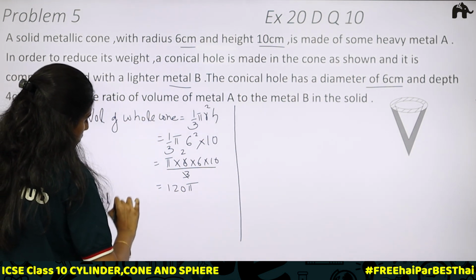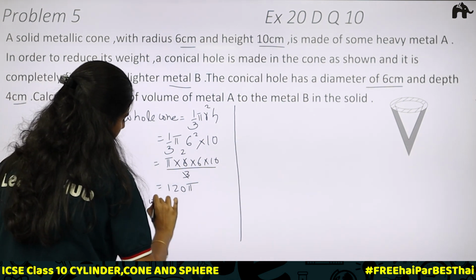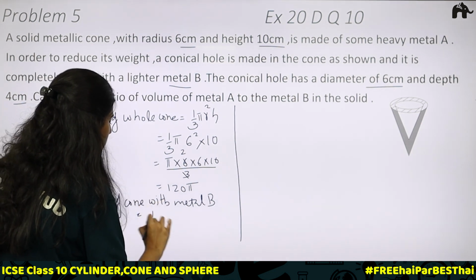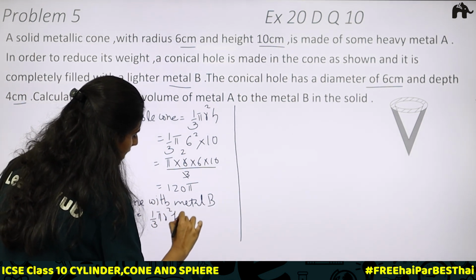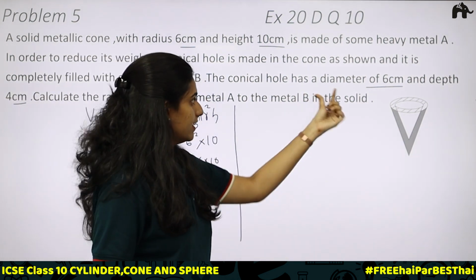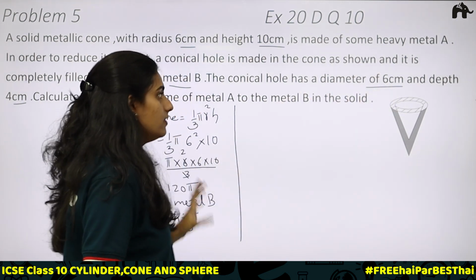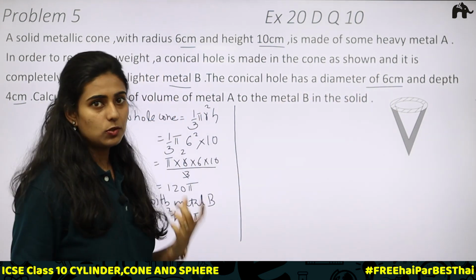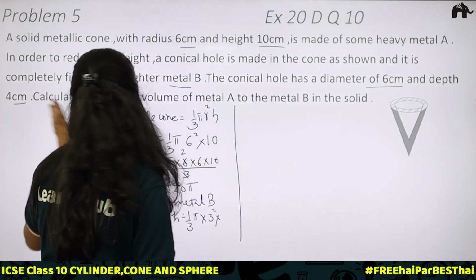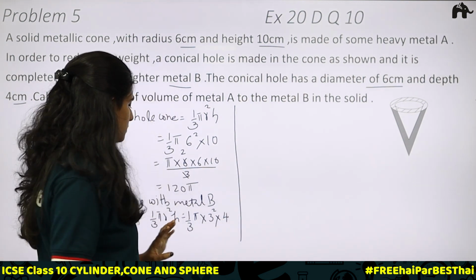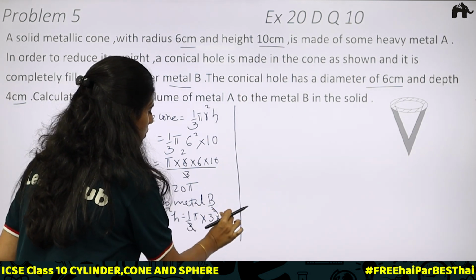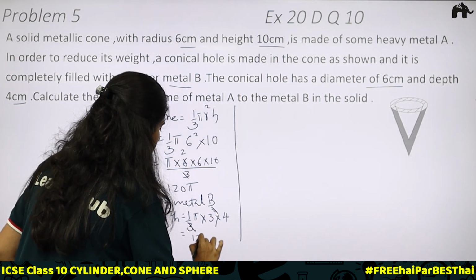Now, the volume of cone with metal B is equal to 1 by 3 pi r square h, 1 by 3 pi. Here the radius is not given. Instead, the diameter is 6 cm. If diameter is 6 cm, we know radius will be equal to 3 cm, into 3 square, into height, which is the depth given, 4 cm, into 4. Okay, 3 and 3 square. 1 3 can be removed. Then you will be having 3 into 4, 12, which is 12 pi.